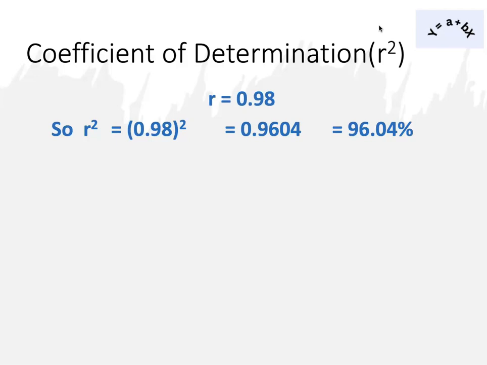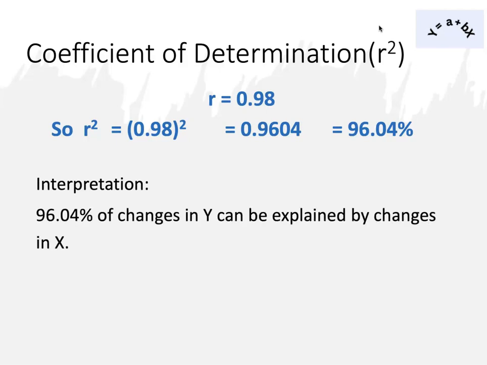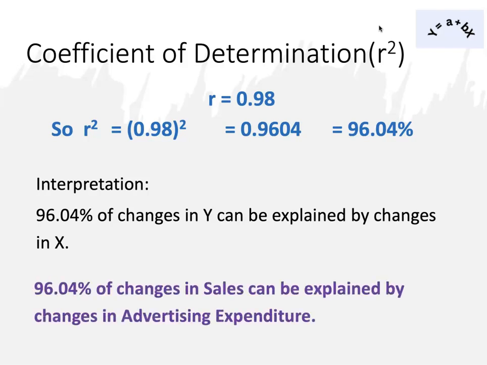Alright, so how do we interpret this? We say 96.04% of changes in Y can be explained or attributed to changes in X. Of course, we know X and Y, so we can name them. So we say 96.04% of changes in sales can be explained by changes in advertising expenditure.